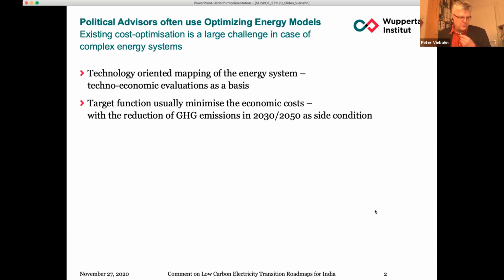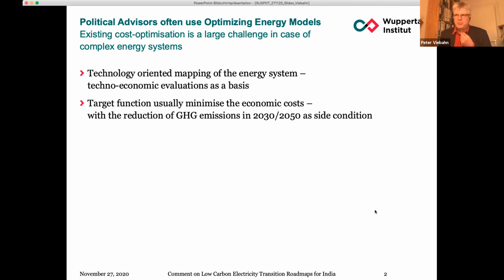Yes, as you know, there are lots of different energy scenarios. You already showed that you have assessed many of them for India and also for other countries. We also discussed this, and the keynote speaker also pointed out that it's quite difficult for political advisors to show in which direction the energy policy should go and to make policy decisions. The problem, I think, is that we have lots of technology-oriented mapping of the energy system. So usually we have a techno-economic evaluation as a basis, for example cost potential curves, which serve as a basis for the energy models.